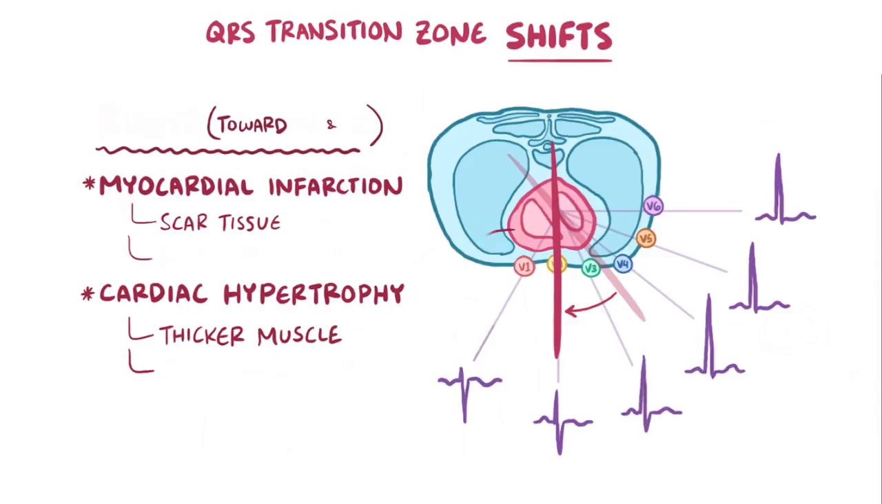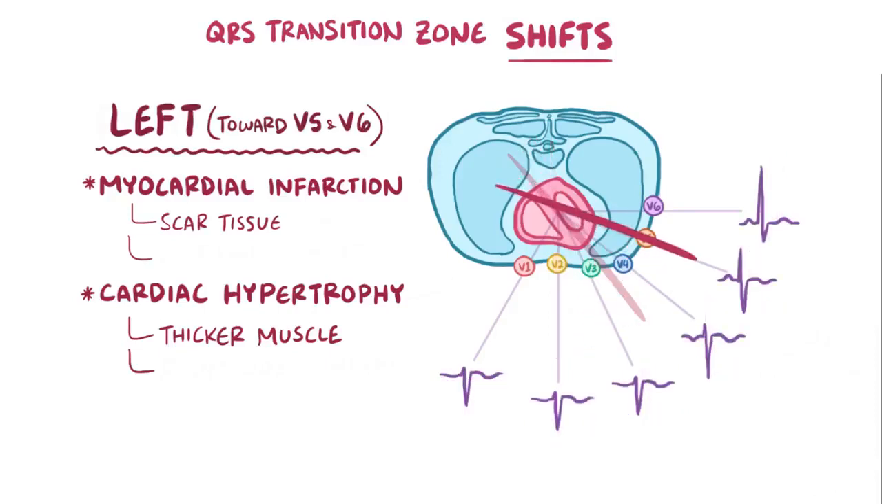On the flip side, there can also be a shift to the left, toward V5 and V6, and this can have the same causes, except this time it'd be a myocardial infarction on the right side of the heart, or hypertrophy on the left side of the heart.